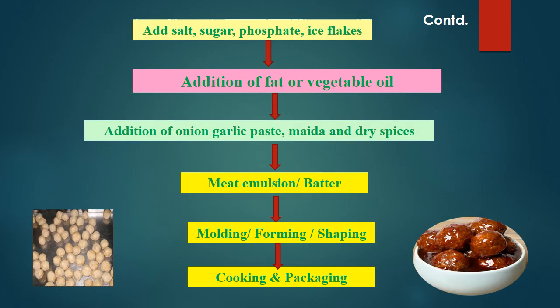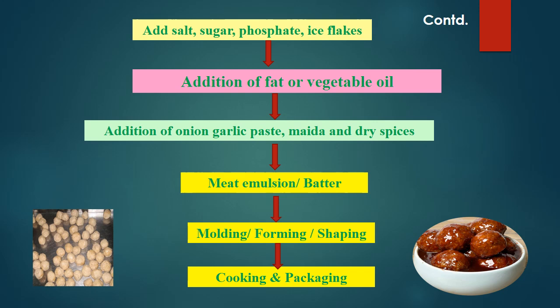So in continuation about the flow of operation for making meatballs, the minced or ground meat is kept in the bowl chopper. Over that we have to add salt, sugar, phosphate and ice flakes, and then we have to run the machine first in slow speed and then in high speed. In case of chicken meat it can be 1 or 1.5 minutes, and in case of other red meat or meat from old animals we can do the chopping at high speed up to 2 or 3 minutes.